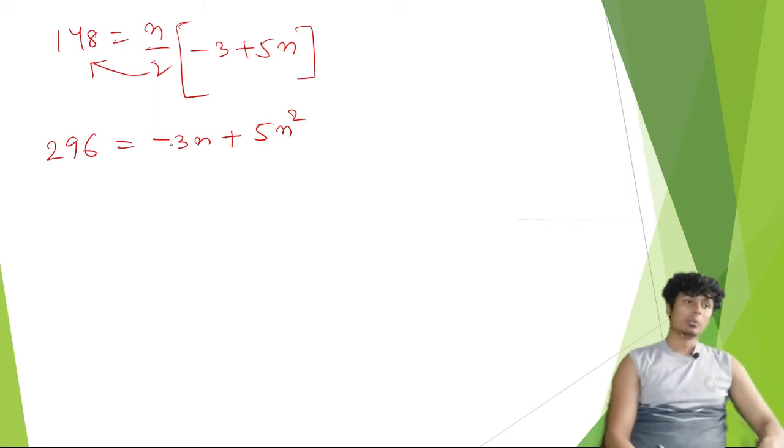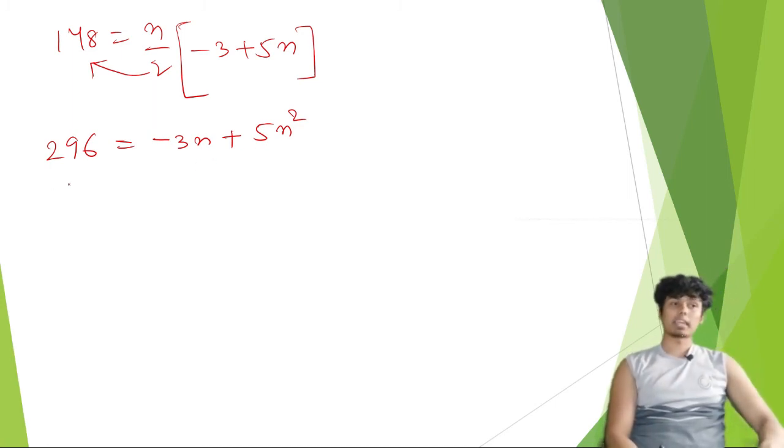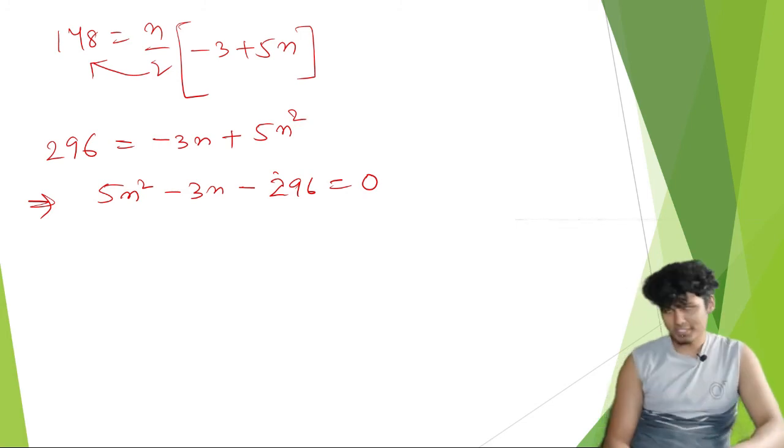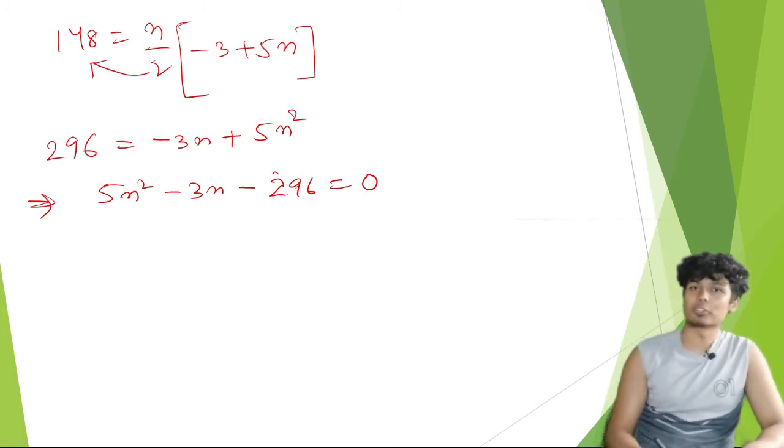So you take everything to one side and make a quadratic equation. In the previous questions we did some problems where linear equations in two variables were needed. Now we need to understand something where quadratic equations are needed. So 5n square minus 3n is equal to 296. Take this also to this side: 5n square minus 3n minus 296 equal to 0. Now we need to solve this.